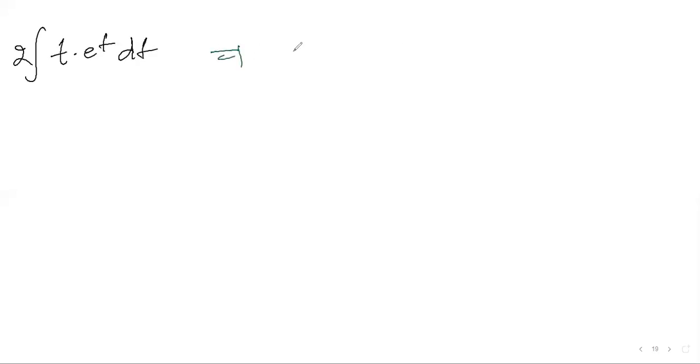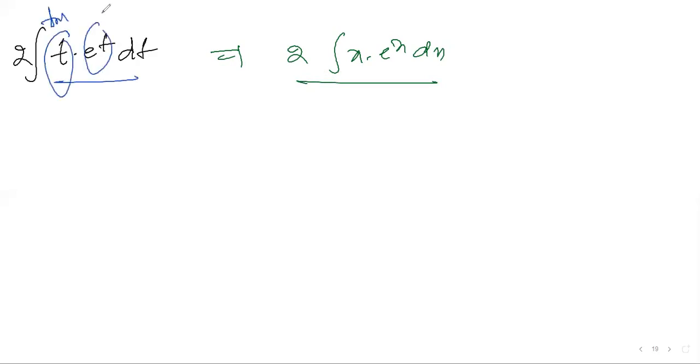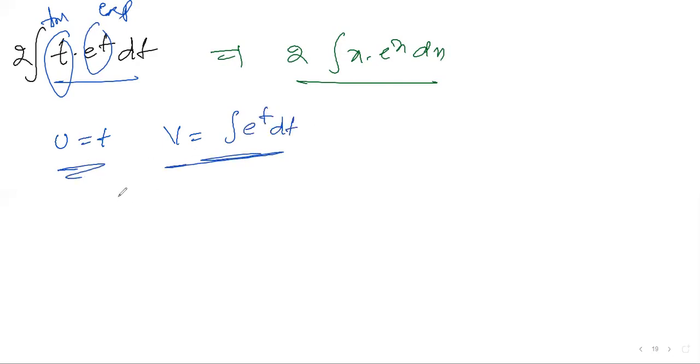You people think it is like this: integration of x into e power x dx. Similarly, what I can take is a u here. This comes under algebraic, this comes under exponential. So here you can take u is equal to t, v is equal to integration of e power t dt. Okay. Is it clear? Yes, sir.